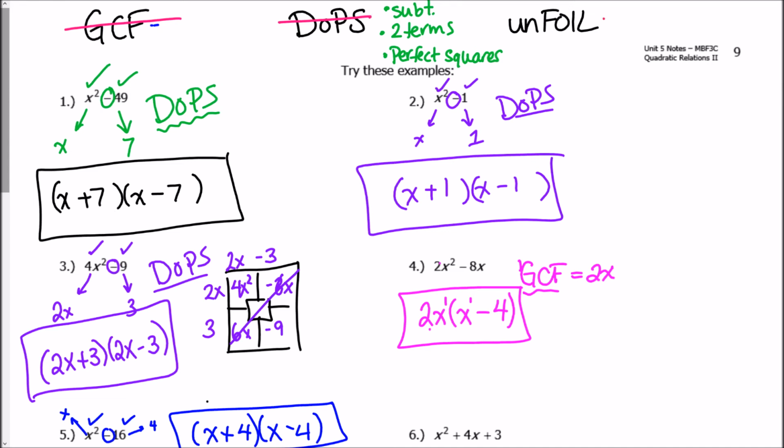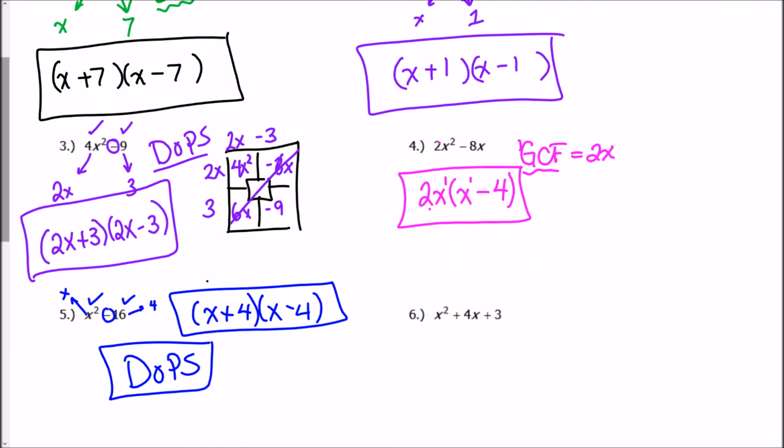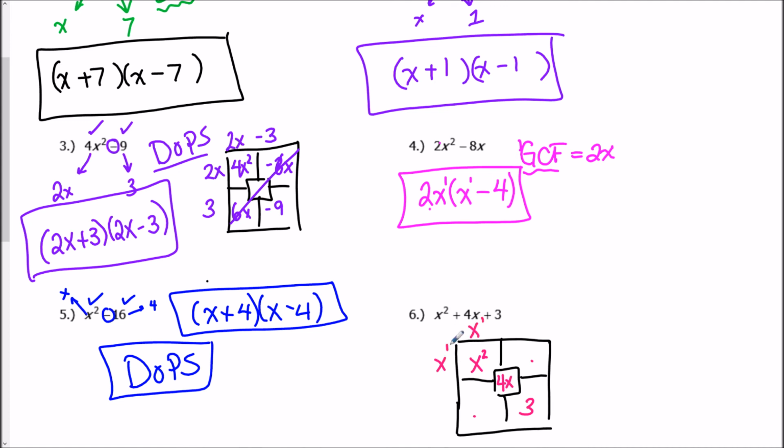So now, can I unfoil it? If I can unfoil it, there needs to be 3 terms. So since there are 3 terms, I'm going to try to unfoil it. Okay, so let's go ahead and do this in our box right here. So we know right here that the x squared has to go here. We know that the 3 has to go here, and we know that this box and this box together give us this 4x right here. Okay, so in order for this to work for us, I need an x to the power of 1 here and an x to the power of 1 here.